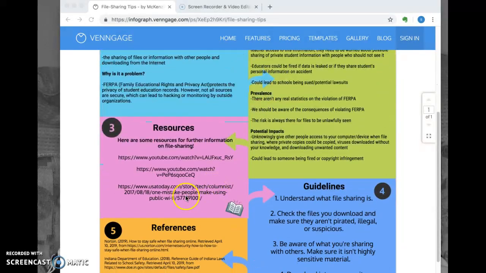And then right here we have some resources that people could use, like a couple of YouTube videos and an article. You can visit them to see if you have any more questions about file sharing, how to stay safe, and what ways you can learn more about it. Visit these links; they're really good videos and they're easy to follow.